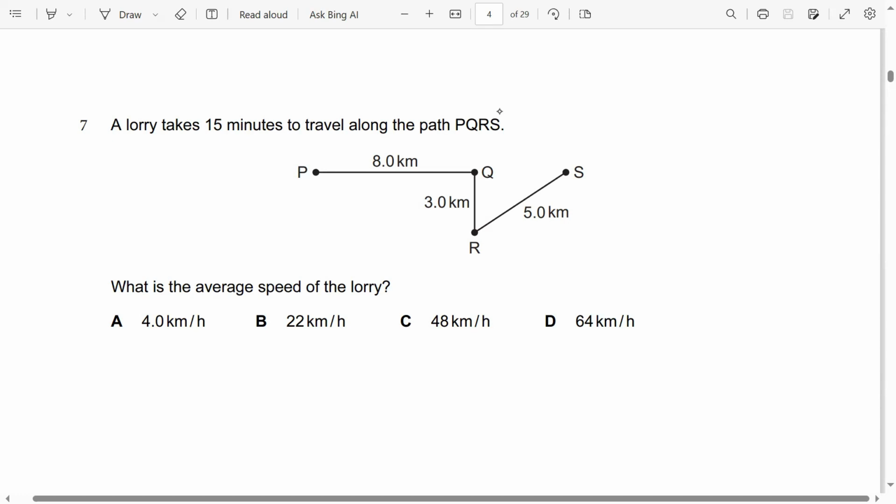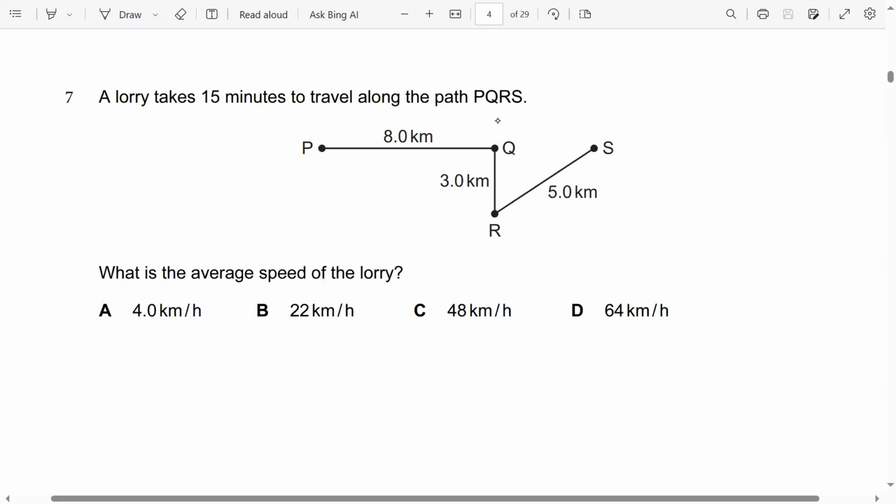A lorry takes 15 minutes to travel along the path PQRS. What is the average speed of the lorry? And what would be the answer? D आंसर है, D। आपने मिनट्स को आवर्स में भी करना है, क्योंकि किलोमीटर पर आवर में आंसर दिया होगा। You will have 15/60. This is 0.25 hours, right?